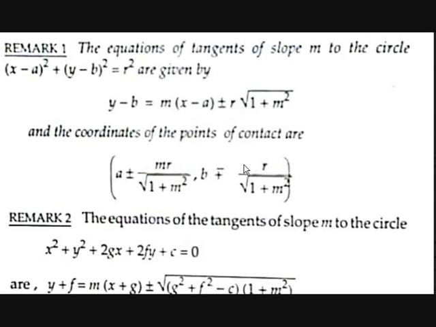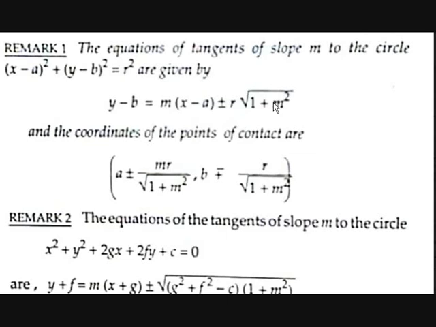First, before discussing the point form, let's see some important points. First, remark one is that the equations of tangents of slope m to the circle x minus a whole square plus y minus b whole square is equal to r square is given by. We just saw the circle with the center at the origin. But if the center of the circle is the point (a, b), then the equation will be x minus a whole square plus y minus b whole square is equal to r square, where r represents the radius. What will be the equations of tangents for that? That is y minus b is equal to m into x minus a, plus or minus r root 1 plus m square. It is also the same.